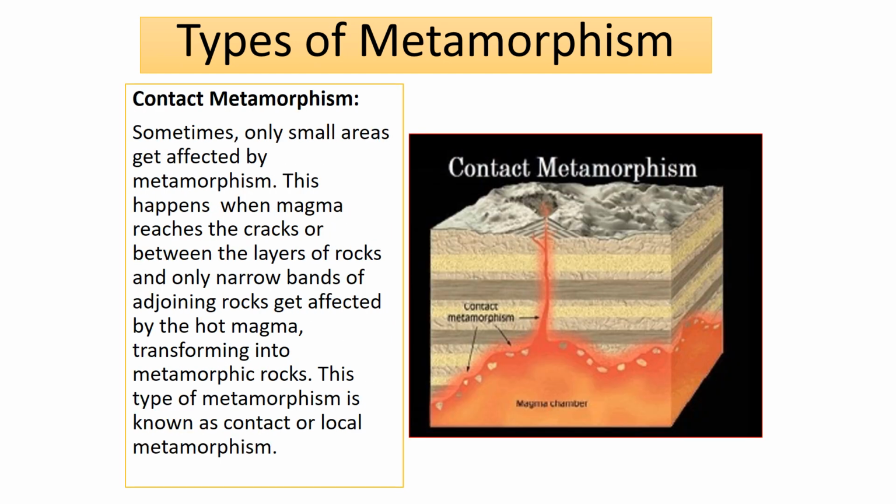Contact metamorphism. Sometimes only small areas get affected by metamorphism. This happens when magma reaches the cracks or between the layers of rocks, and only narrow bands of adjoining rocks get affected by the hot magma transforming into metamorphic rocks. As you can see in this diagram, only this narrow band of rock which is in contact with the hot magma gets transformed into metamorphic rock. This type of metamorphism is known as contact or local metamorphism.